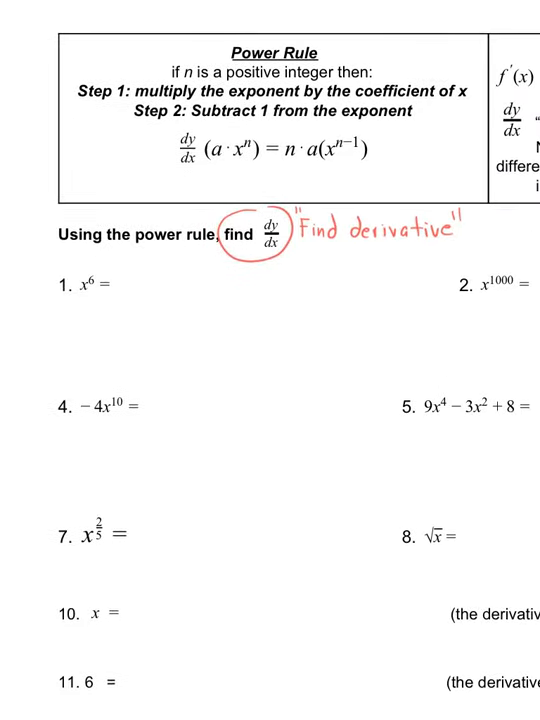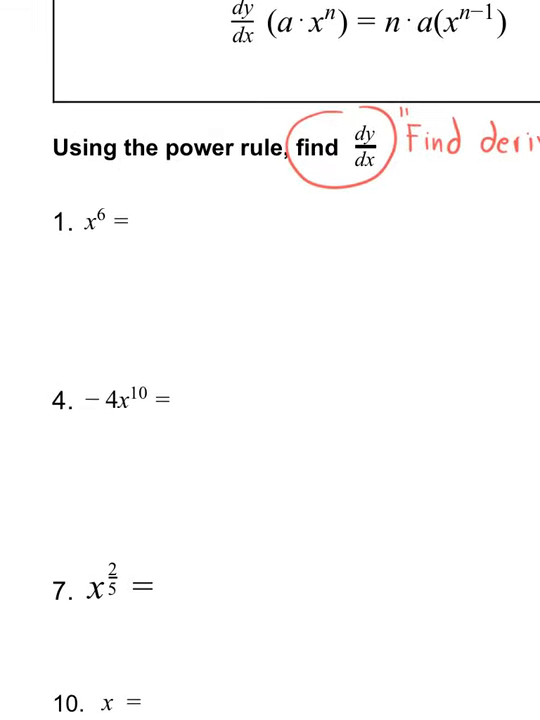x to the 6th. Okay, that's the same as, if we rewrite it, 1x to the 6th, even though we don't write that 1. But the first step of the power rule is we multiply the exponent times the coefficient. So we have 6 times 1. And then we have x. And the second step is we take that exponent 6 and we subtract 1 from it. So we get 6 minus 1.